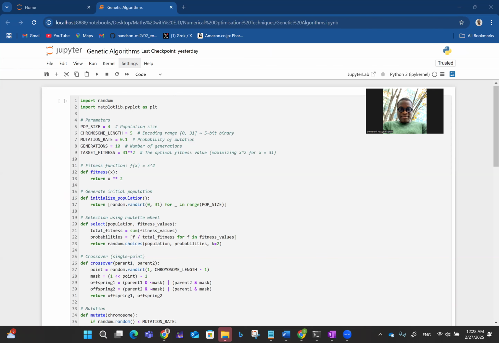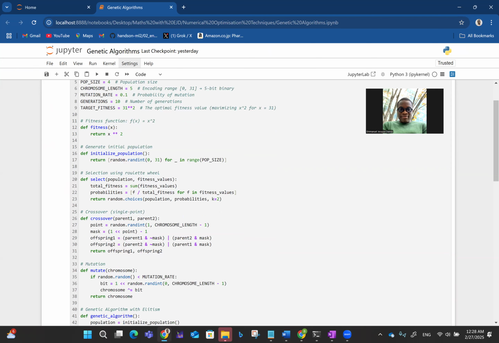Target fitness is 31 squared, so the optimal fitness value. That will maximize x squared for x equals 31, right? Because if you put 31, that's where you get the highest. Just like I said, this problem is very simplistic and it is just for explanation of what a genetic algorithm looks like. Normally it should handle something more difficult that cannot be differentiated. For sure, x squared can be differentiated.